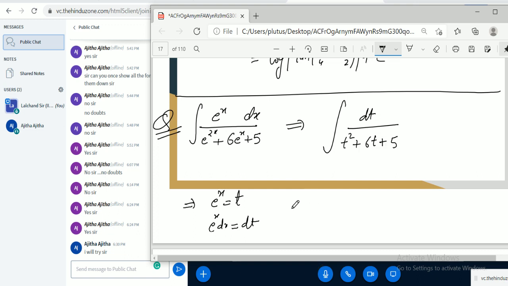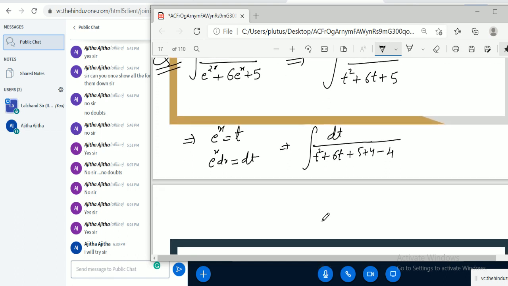So if we write this as dt divided by t square plus 6t plus 5, and this is the 2 into, that means 5 plus 4 and minus 4. So this will be 9 because the b value will be 3. Okay. So we can rewrite this as integral of dt divided by t plus 3 whole square minus 2 square. So now tell me what is the integral of this finally.